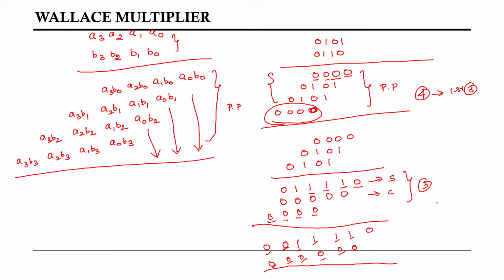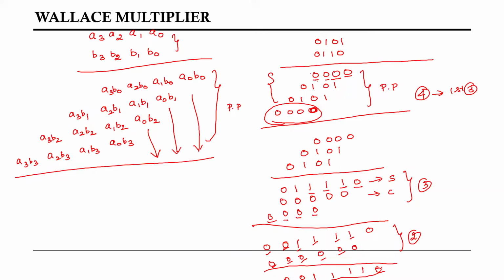That has been placed here. So now we have reduced these 4 rows into 2 rows. So now we can do the normal computation of an addition. So now here 0, 1 plus 0, 1, 1 plus 0, 1, 1, 1, 0, 0. So this is the output. So this is how you can perform a Wallace multiplier for 4 bits.